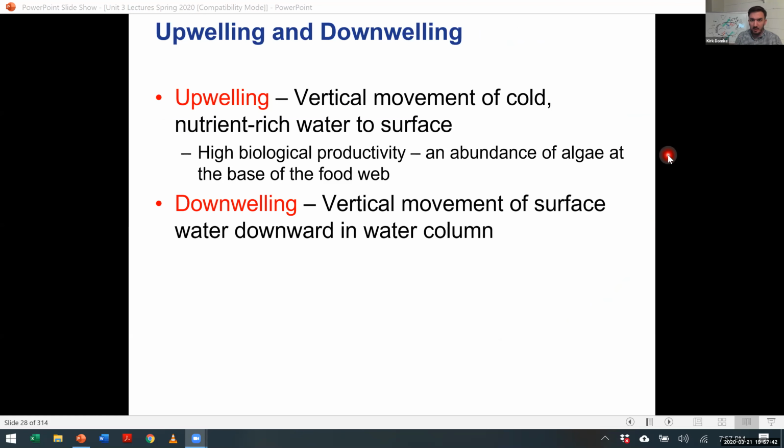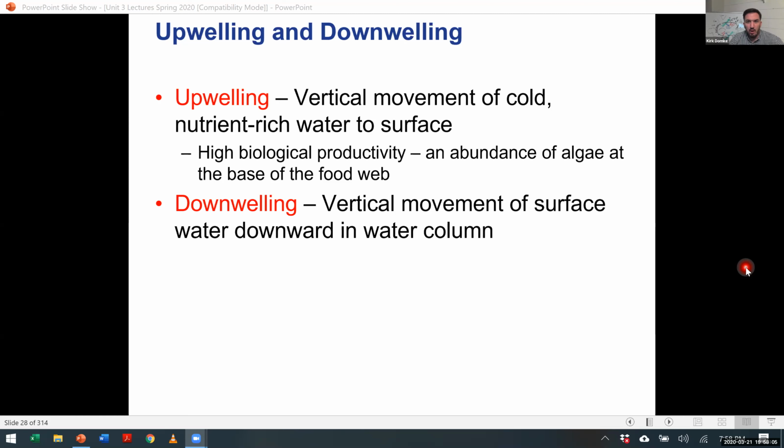The next topic is upwelling and downwelling. Within these surface waters, there is a little bit of vertical motion up and down. When we get deeper water to come up to the surface, that's called upwelling. When we get surface water to drop down, that's called downwelling.